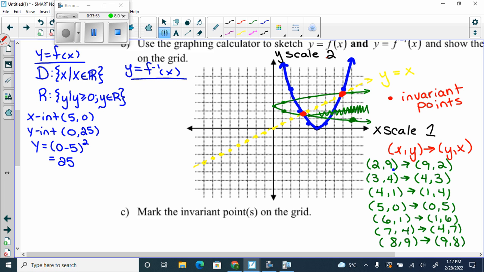Now, does it look like it's reflecting? This piece here, this blue piece, is reflecting with the end piece of the green, and then this arm here is reflecting with this arm here. This arm here is reflecting with that arm there.